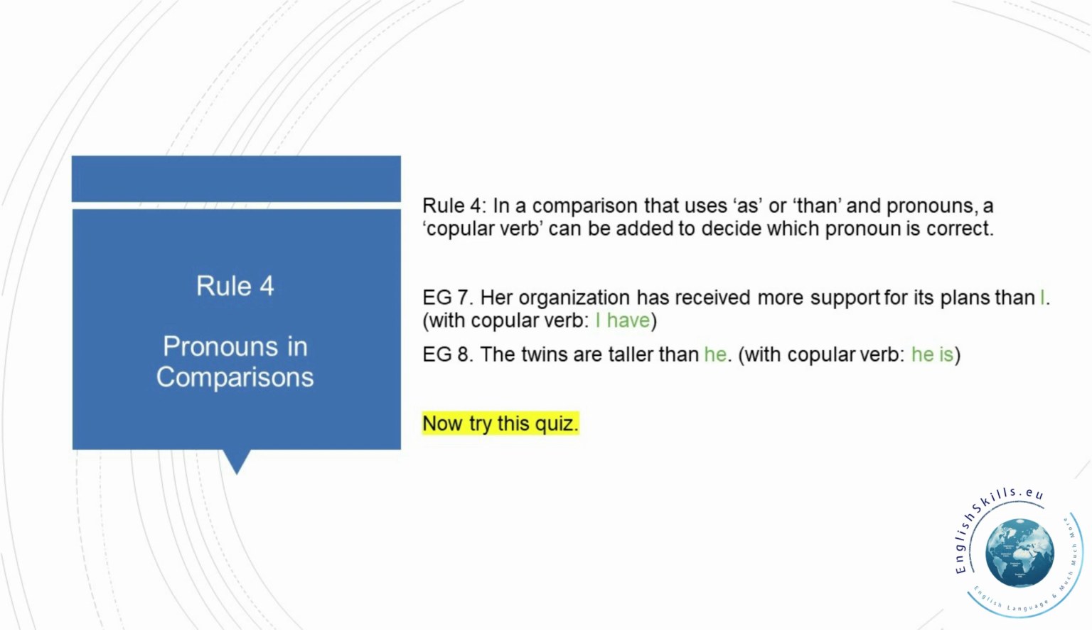Another example, the twins are taller than he. Again, you would naturally think that sounds strange. It should be him. Careful, it's a comparison. Whenever you use pronouns in comparisons, do this check. The twins are taller than he is. Okay? We wouldn't say taller than him is. We need that verb in there, and straight away, once we get that verb in there, we're good.